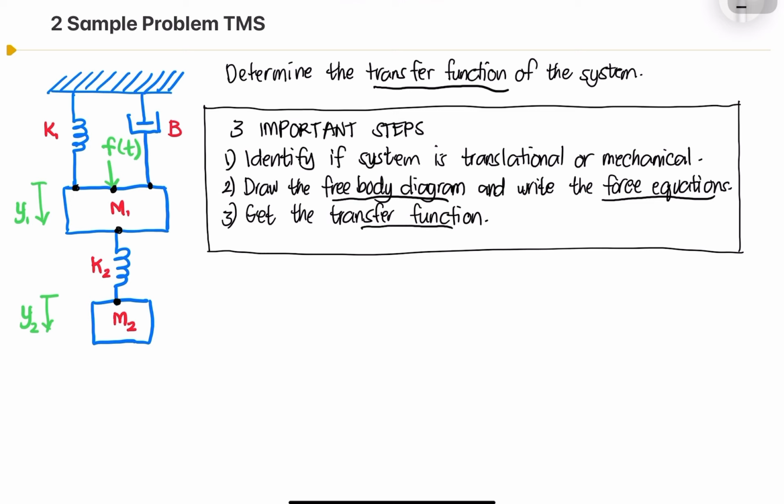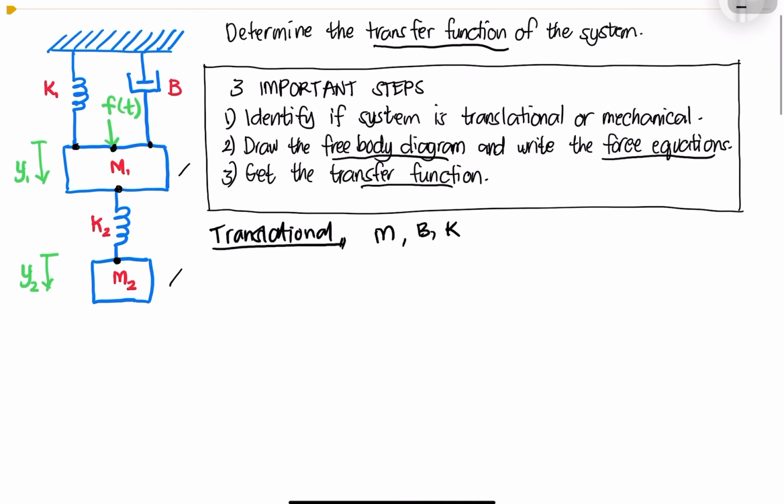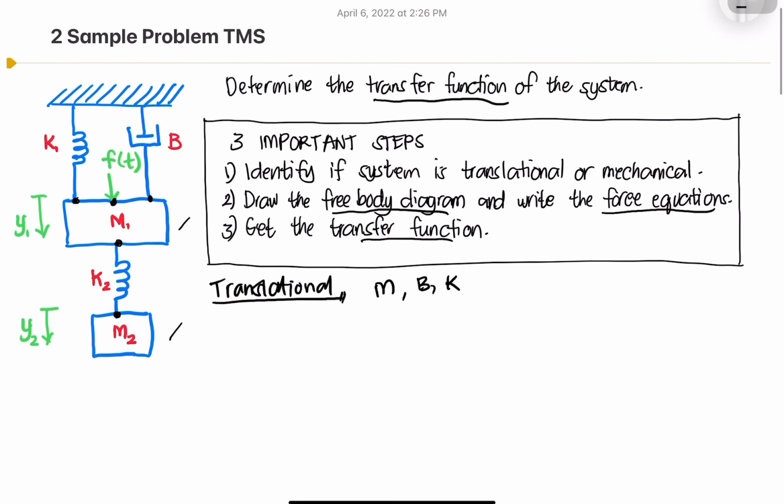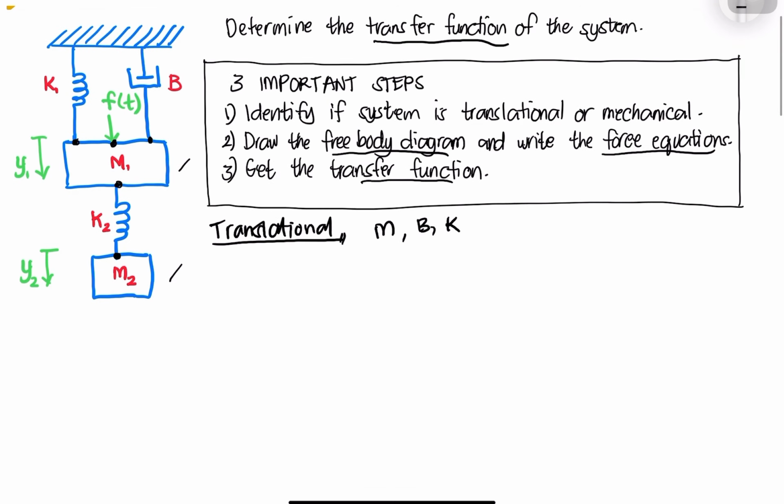So first and foremost, what type of system is this? If you can see here, we have mass. So this means this is a translational system. Okay, so translational. That means we need to use the formula for M, B, and K for translational. Okay. And then next, we have to draw the free body diagram. So we have the FBD.